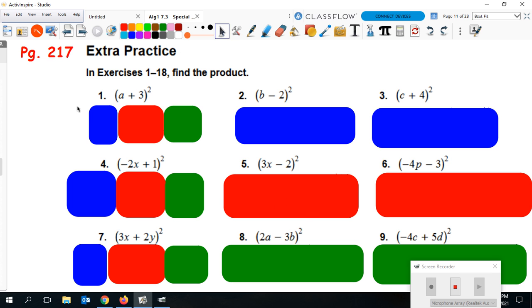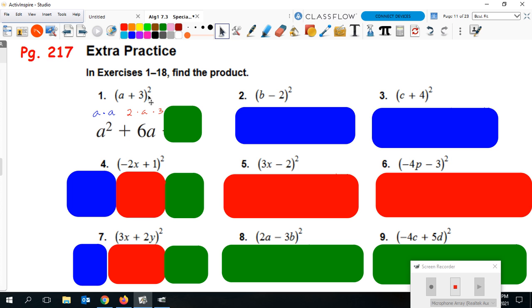So number 1, we have A plus 3 squared. So we're going to start with the first one. We're going to multiply the first one times itself. So A times A is going to be A squared for the first term. We can get the second term by doing A times 3 times 2. You can start with the 2 first so you don't forget the 2. 2 times A times 3. So you're going to multiply 2, because there's 2 binomials. That's why the square is up there. 2 times A times 3 is a 6A. That's positive.